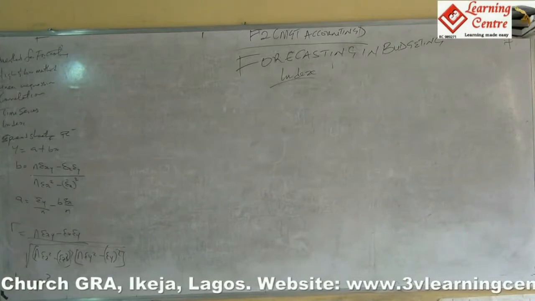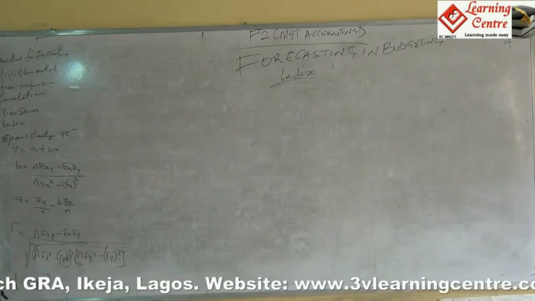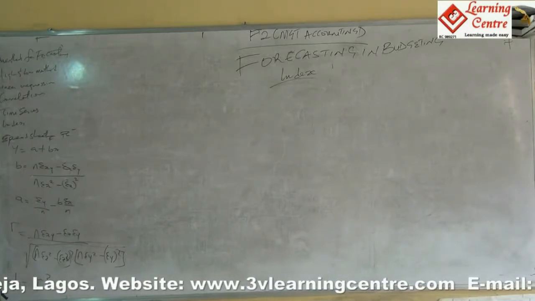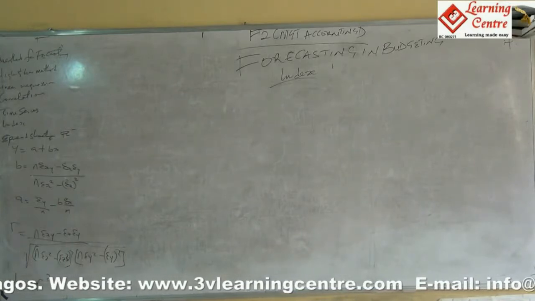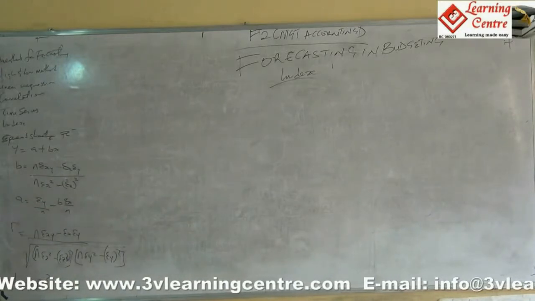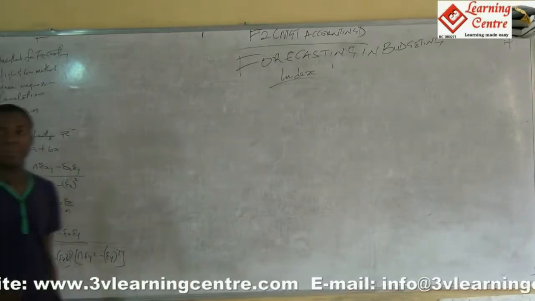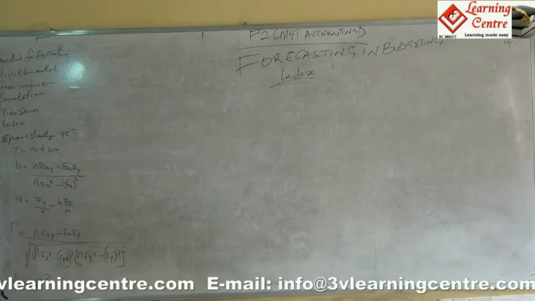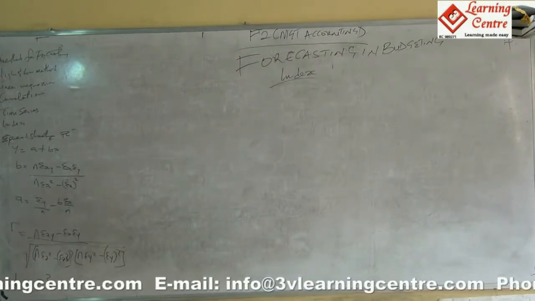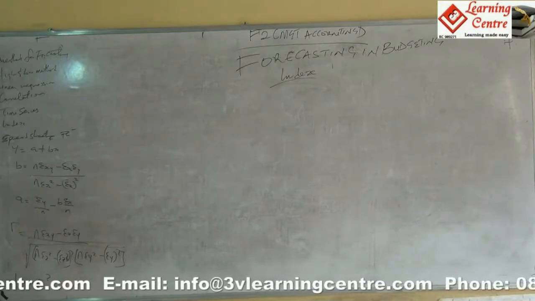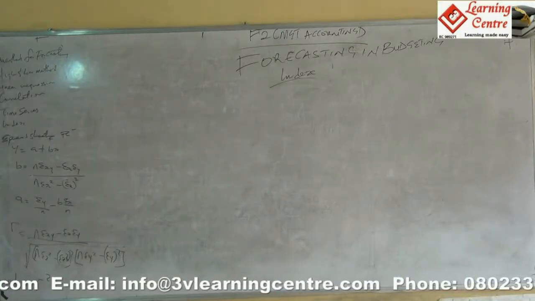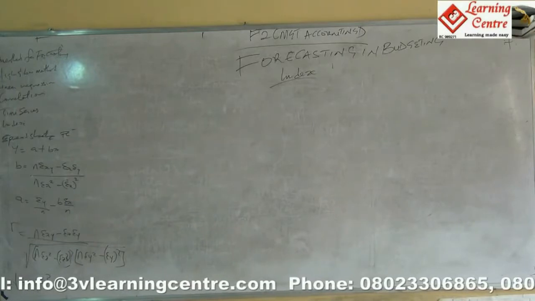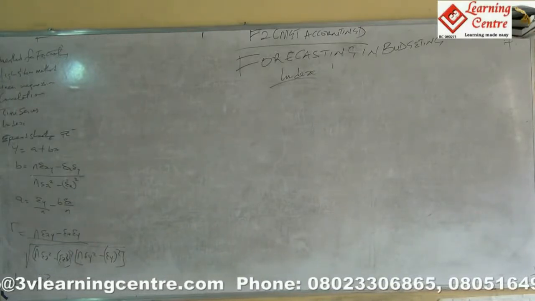Index is the value or the ratio of one particular variable to another variable. One of the primary things when you're talking about index is that index usually deals with yearly variables. And when you are comparing one variable to another, they must go with a base year.